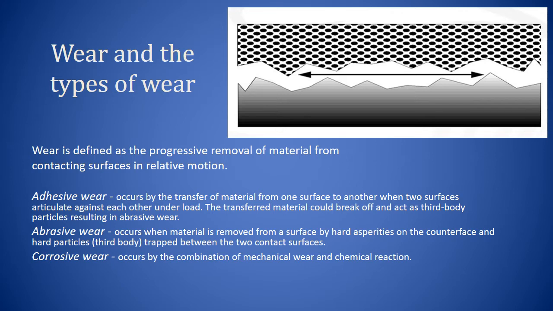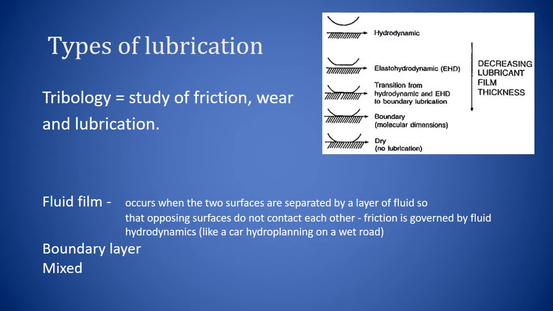Corrosive wear occurs by the combination of mechanical wear and a chemical reaction. Tribology is the study of friction, wear, and lubrication, and there are different types of lubrication. Fluid film lubrication occurs when two surfaces are separated by a layer of fluid so that opposing surfaces do not touch each other. Friction is then governed by fluid hydrodynamics.